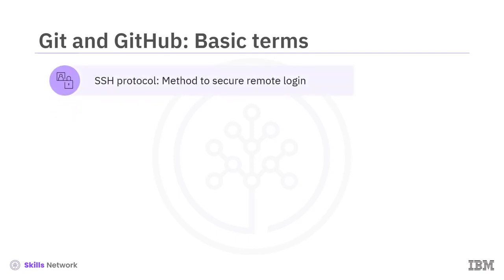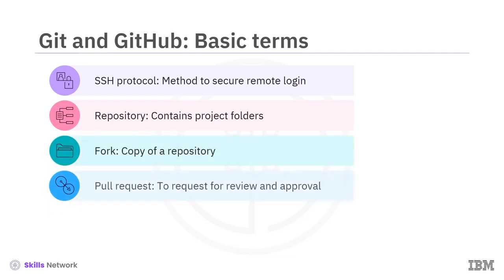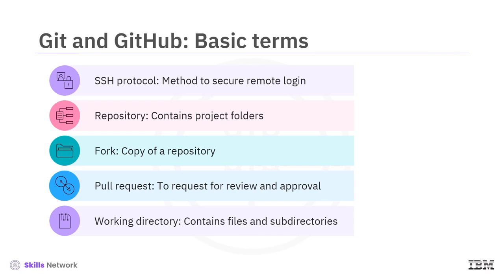The Secure Shell, or SSH protocol, is a method for secure remote login from one computer to another. A repository contains your project folders that are set up for version control. A fork is a copy of a repository. A pull request is how you request that someone review and approve your changes before they become final. A working directory contains the files and subdirectories on your computer that are associated with the Git repository.